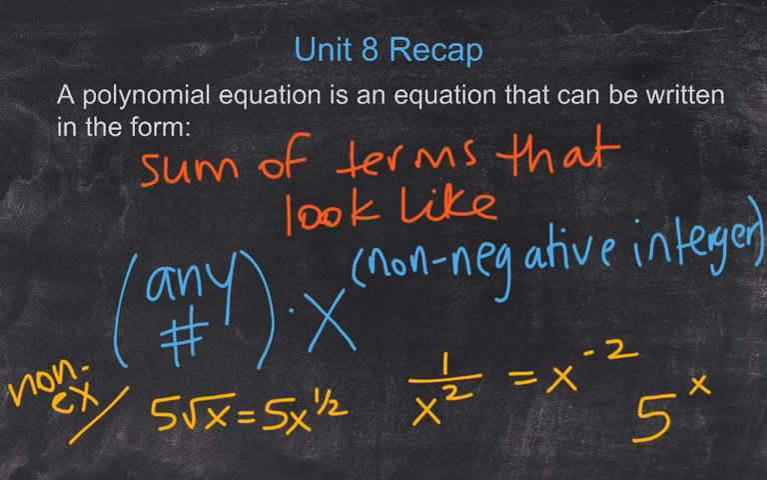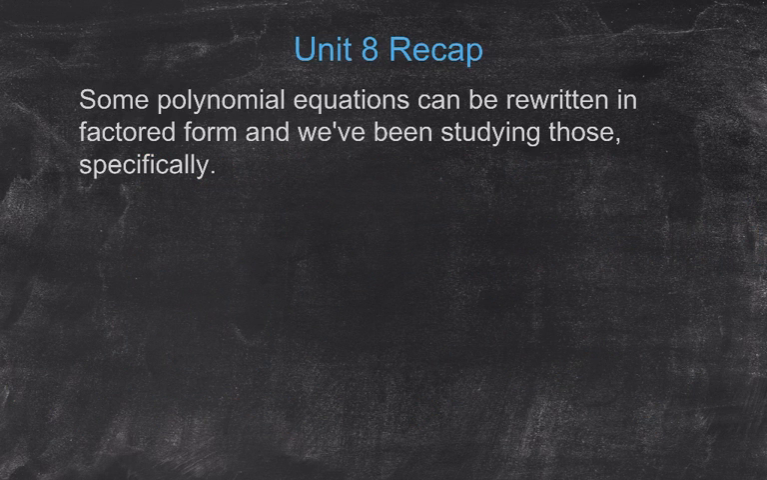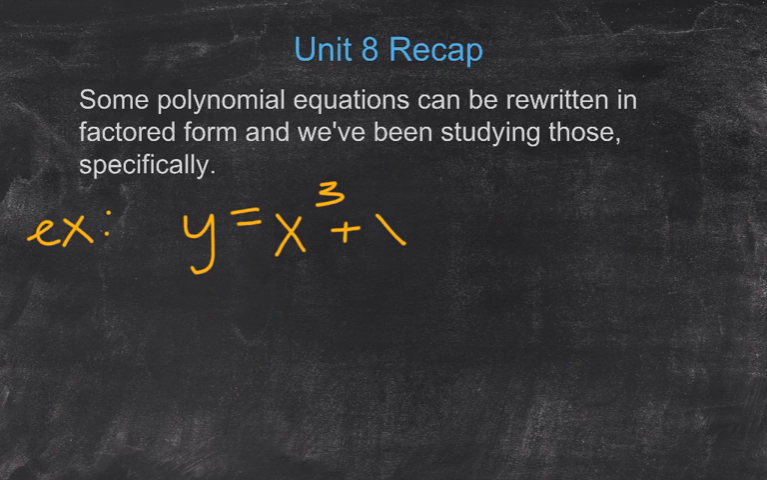Okay, so that's the first bit of vocab. We know that some polynomial equations can be rewritten in factored form, and so the last couple of days we've been looking at those specifically. So let me give you an example of that. I could look at the polynomial y equals x cubed plus x squared minus 6x.